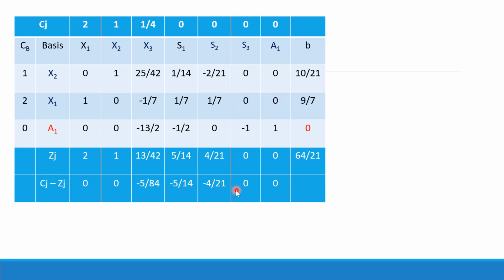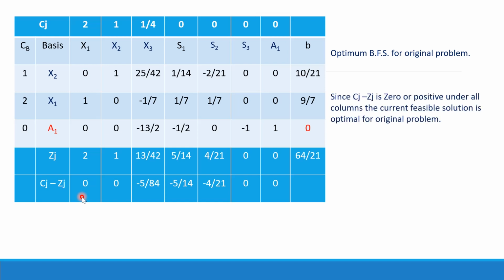Now we see the values of Cj minus Zj are either 0 or negative, so this is the optimal feasible solution for the original problem. Now we simply compute the value of your objective function, that is your Z max. So Z max is 64 by 21.